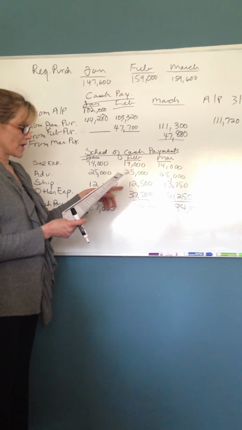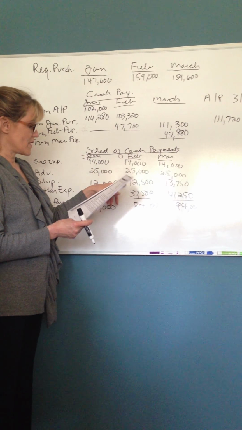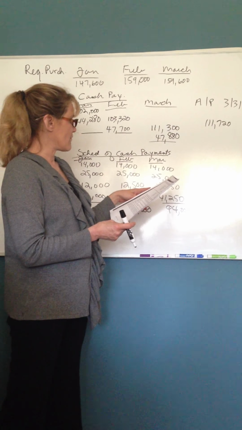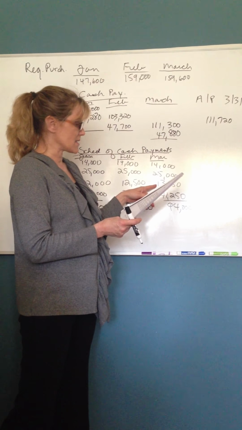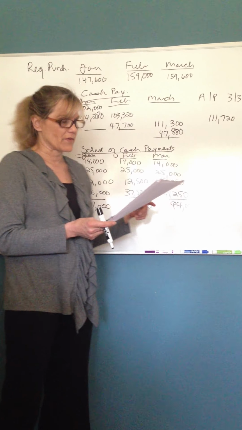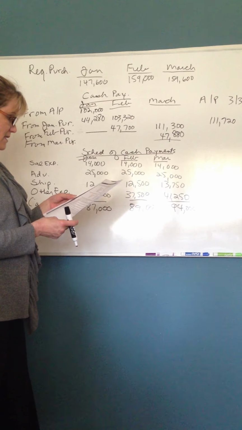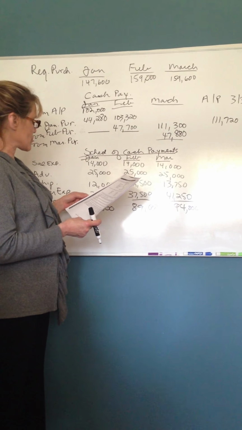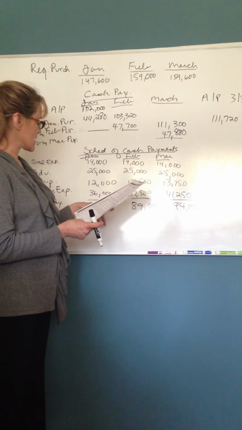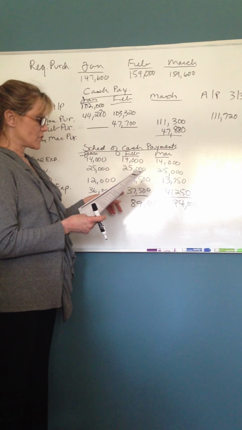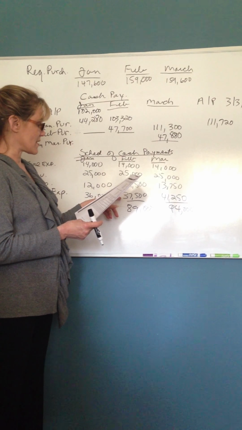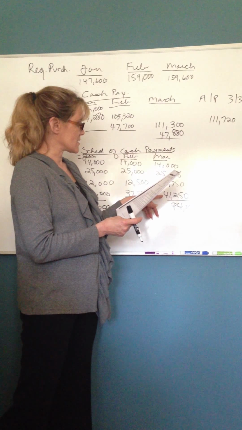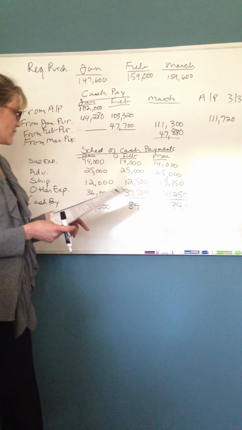Sales in February are $250,000. $250,000 times 5% is $12,500. Sales for March are $275,000. $275,000 times 5% is $13,750. Our other expenses are 15% of sales. Same way, 15% of 240,000 is 36,000. 15% of 250,000 is 37,500, and 15% of 275,000 is 41,250.